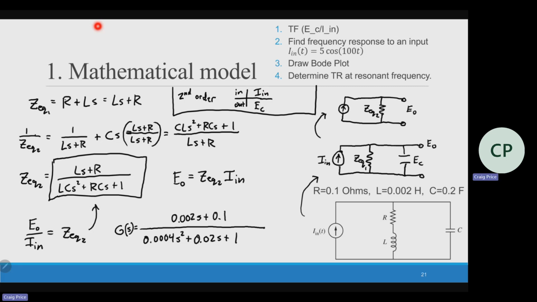And from there, then we could plug in the numbers. Nothing special about that. So we've got our values here we're going to plug in, and we get our transfer function that looks like this. So this is our second order transfer function. Once we have that, then we can do all the frequency analysis on it. We can do the Bode plot.